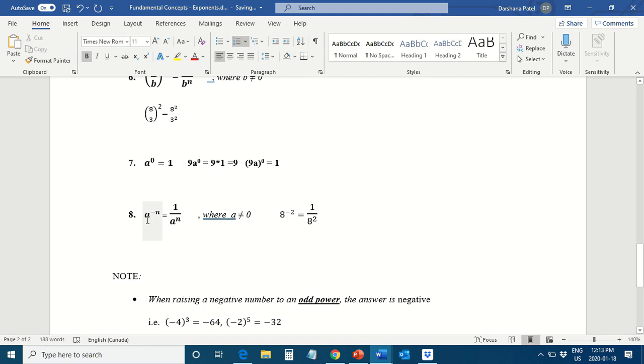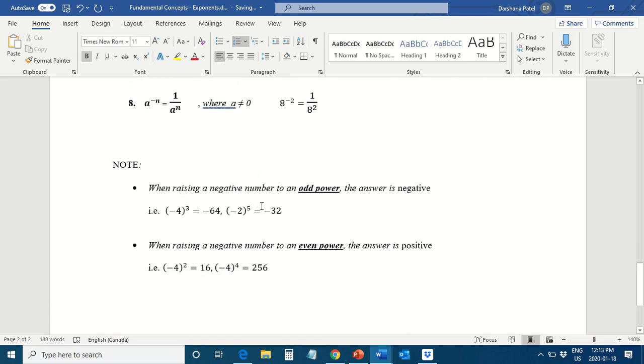Last rule, any base to a negative exponent, if I want to get rid of a negative exponent, we write it as 1 over a to the power of n, where again a cannot be 0. So for example, 8 to the power of negative 2 will be 1 over 8 squared.